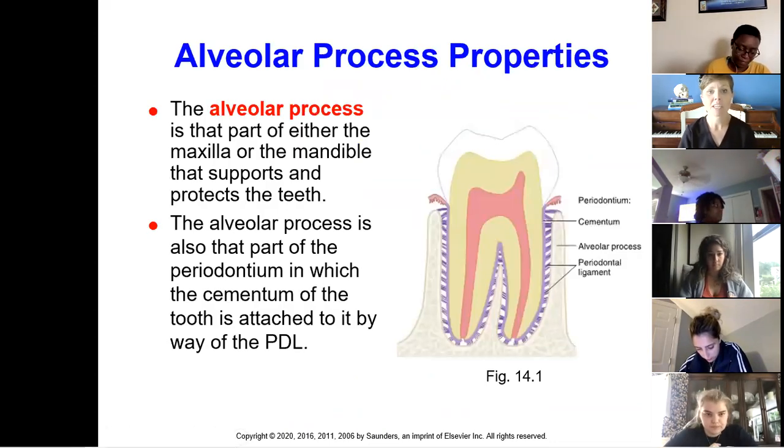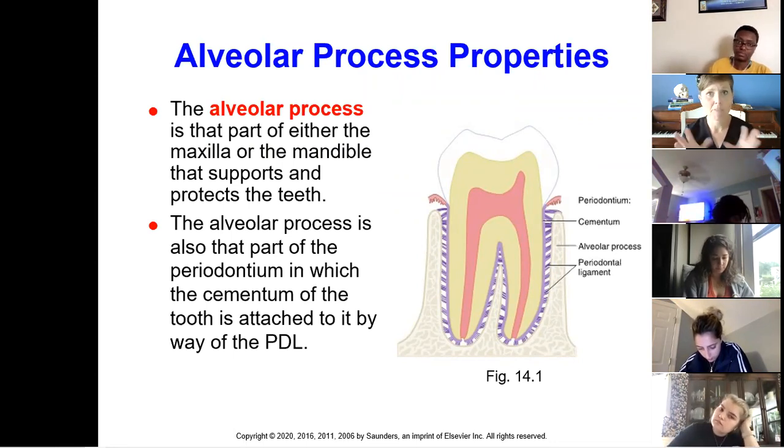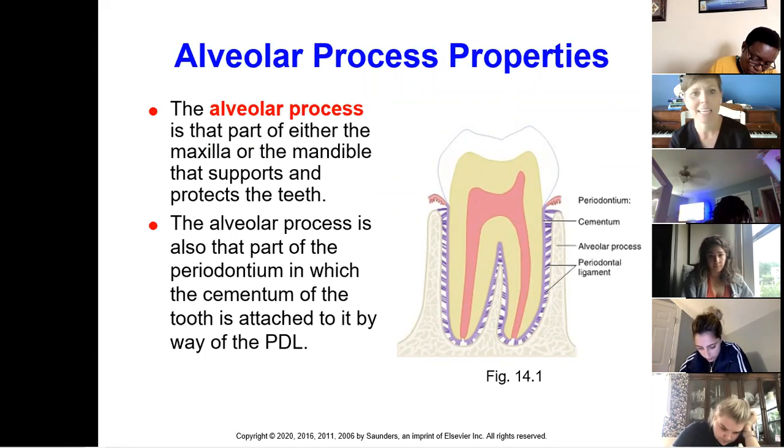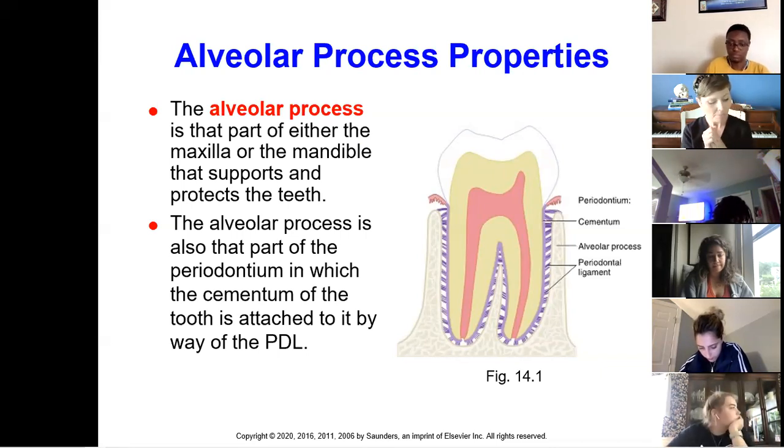All right. Okay, so the alveolar process properties. The alveolar process is the part, either in the maxilla or the mandible, that supports and protects the teeth. It is a different type of bone than that of the mandible or the maxilla, and we'll talk about that in just a minute. I think it's cortical bone that is in our jaw. Or maybe the cortical is the process. We'll get there. We'll get there.